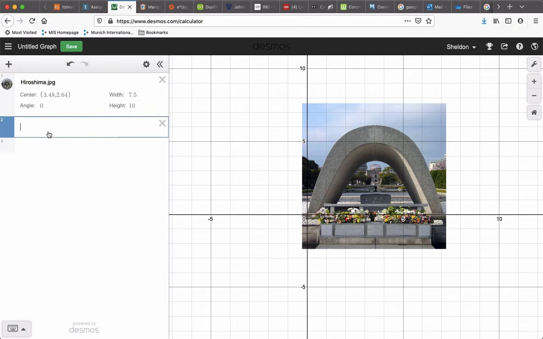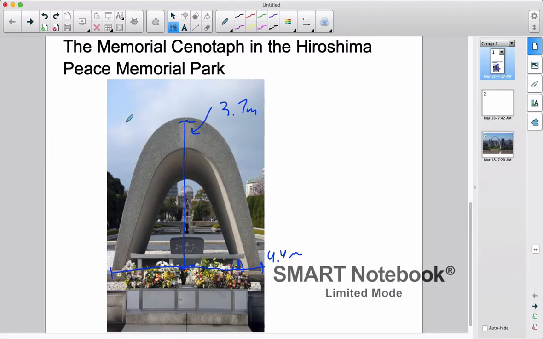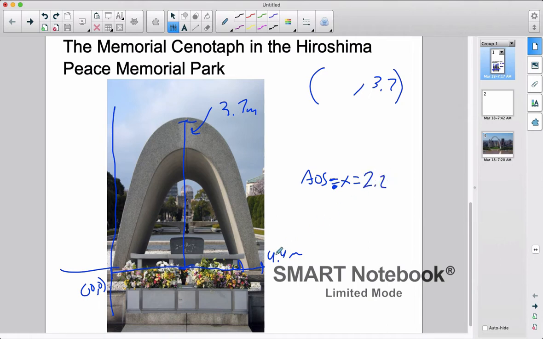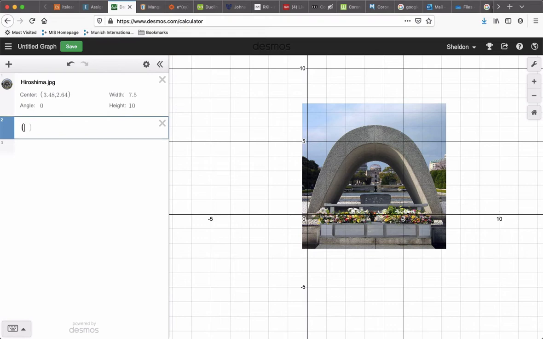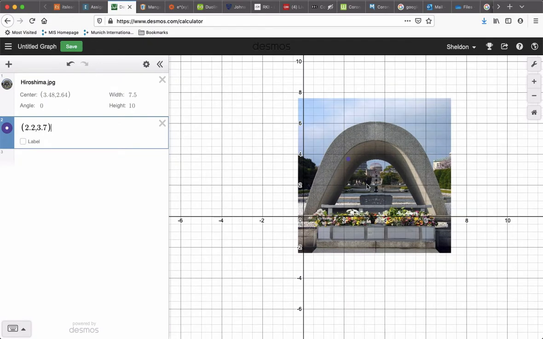Actually, we know the vertex, if we look back here. If we start here at 0, 0, the origin, then the vertex will have a y value of 3.7, and we know the axis of symmetry is going to be x equals 2.2, because that's halfway from 0 to 4.4. So the vertex should be 2.2 comma 3.7. So we can actually make that point on Desmos. 2.2 comma 3.7. So the vertex should be right there.